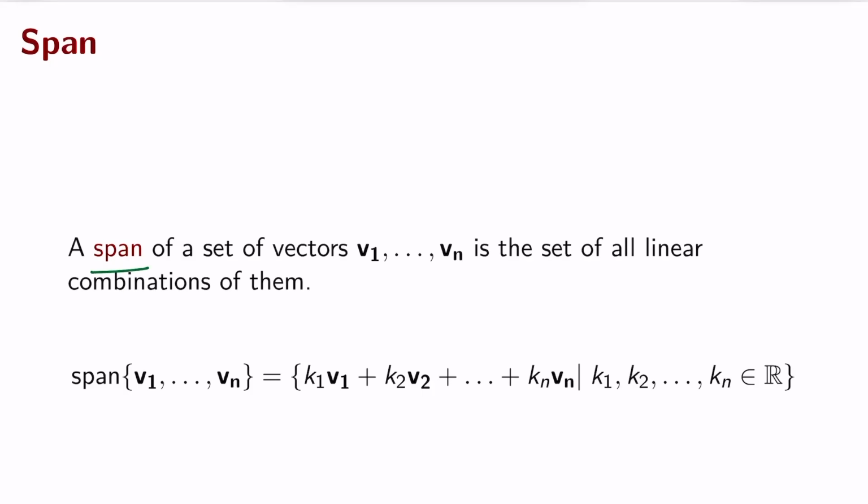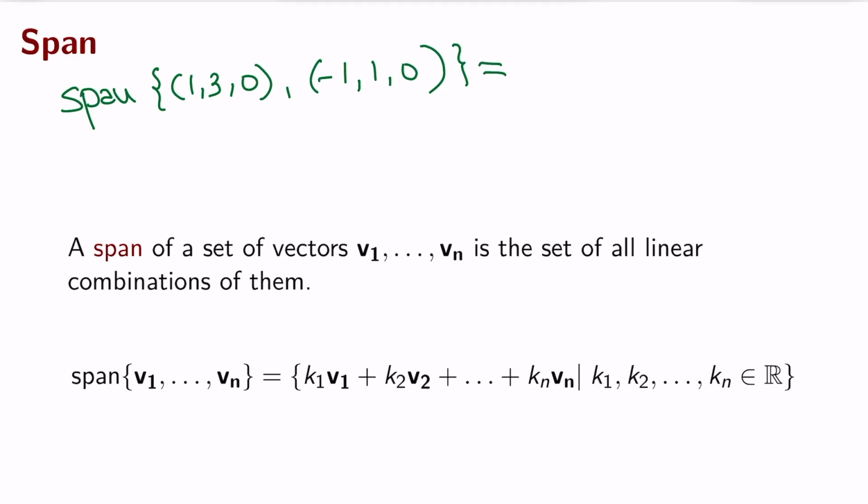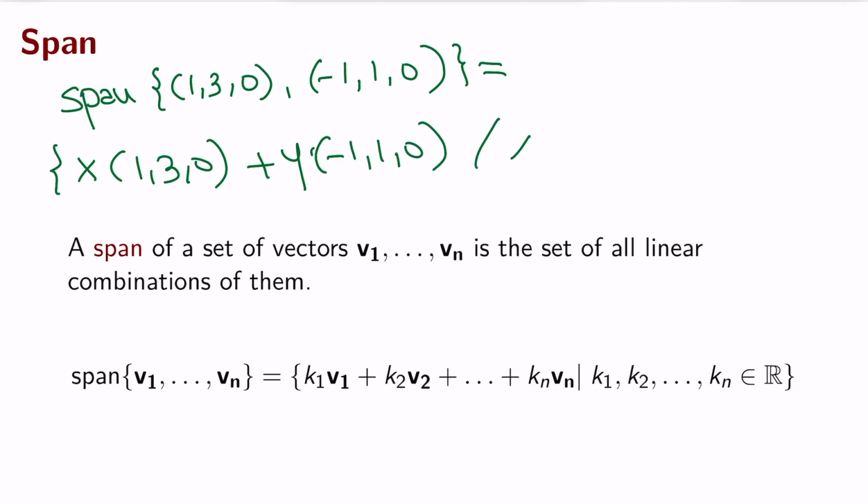A span of a set of vectors is the set of all linear combinations of them. For instance, given the set of vectors (1, 3, 0) and (-1, 1, 0), the span of them will be the set of all possible combinations of them, meaning any number multiplied by (1, 3, 0) plus any number multiplied by (-1, 1, 0), such that x and y are any real numbers.